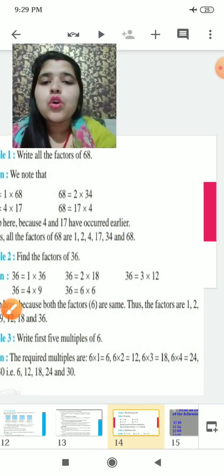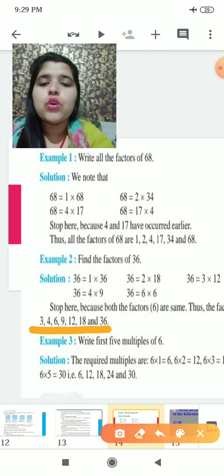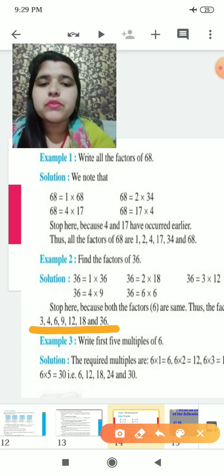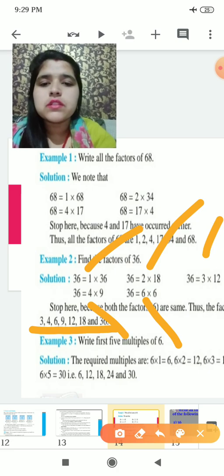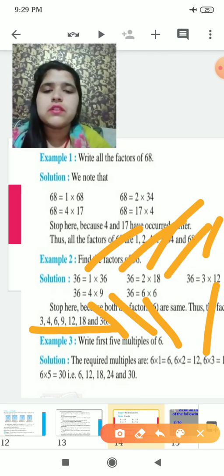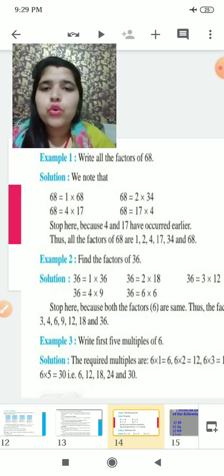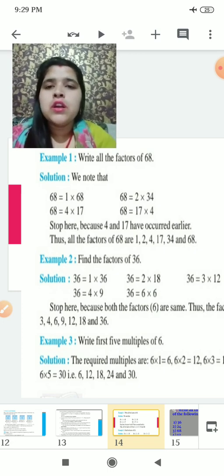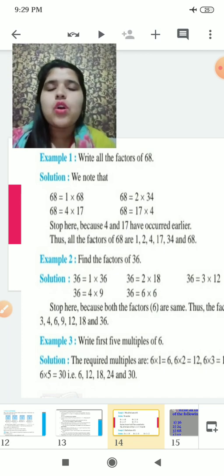1, 2, 3, 4, 6. You can take the smallest number from here, that is 1, then 2, then 3, then 4, then 6, then after 6 is 9, then 12, then 18 and then 36. So the factors of 36 are 1, 2, 3, 4, 6, 9, 12, 18 and 36.